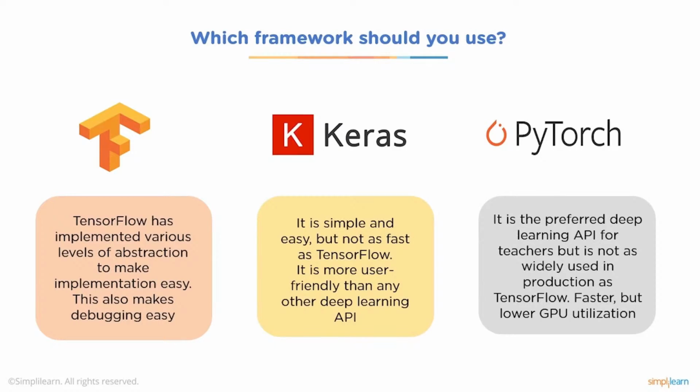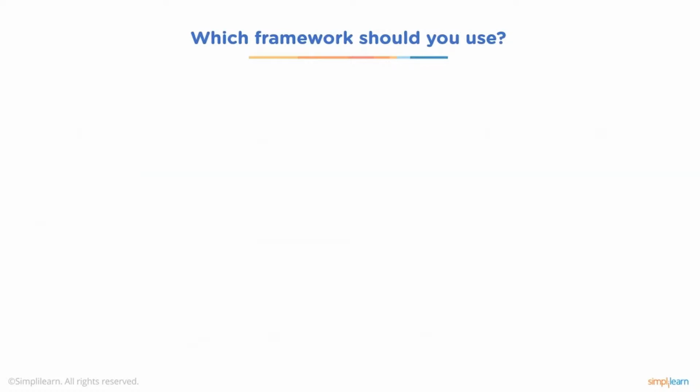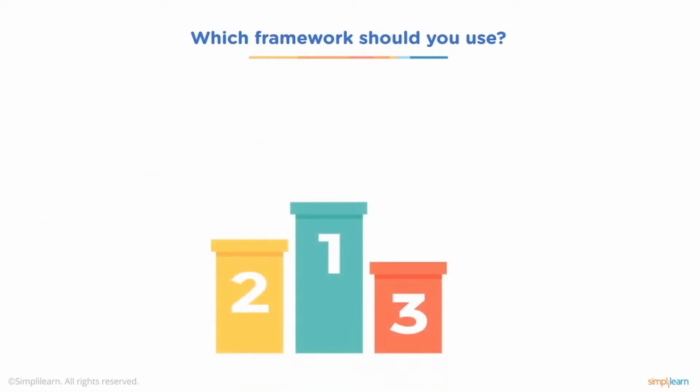PyTorch, on the other hand, is the preferred deep learning API for researchers, but it is not as widely used in production as TensorFlow is. It is faster, but it has lower GPU utilization. At the end of the day, the framework that we would suggest that you use is TensorFlow. Why? While PyTorch may have been the preferred deep learning library for researchers, TensorFlow is much more widely used in day-to-day production.